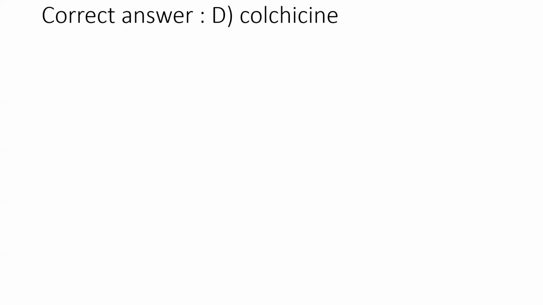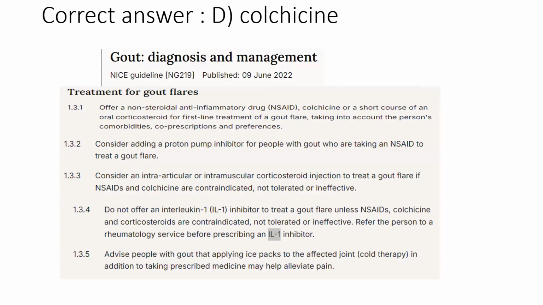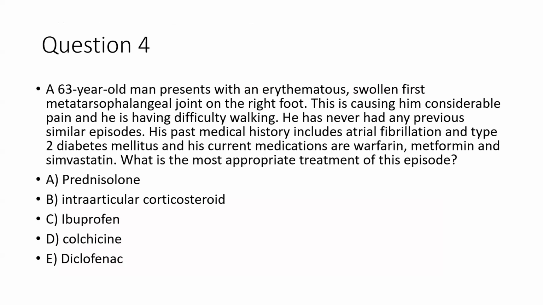Correct answer from the option provided is colchicine. This is based on NICE guidelines published in June 2022. We offer a non-steroidal anti-inflammatory drug or colchicine or a short course of steroids for the first-line treatment of acute gouty flare, taking into context the person's comorbidities, co-prescriptions, and preferences. So we definitely see that the patient is on diabetic. So prednisolone will not be a good choice because that can worsen his diabetes.